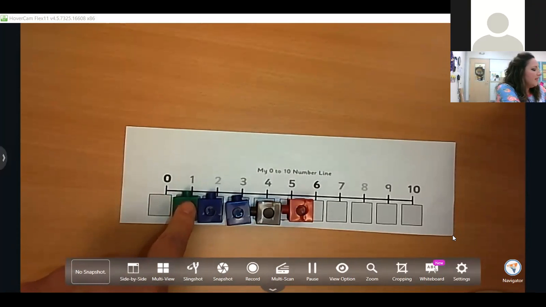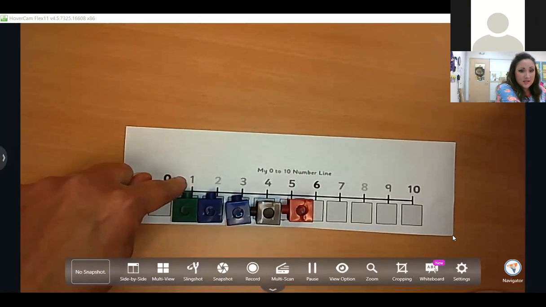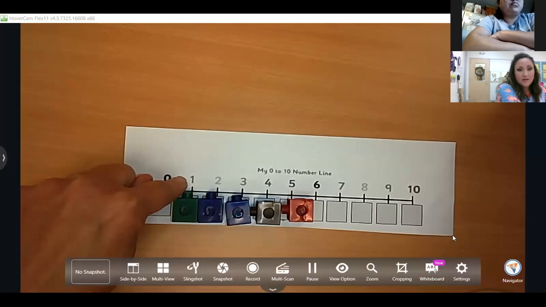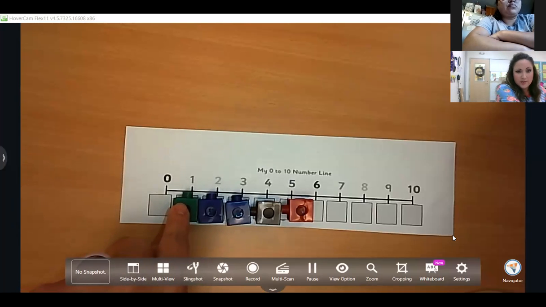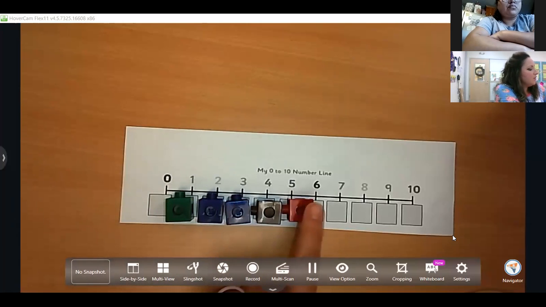Also with the number line, they are visually seeing this number, saying the number, and touching the object to represent the number. So 1, 2, 3, 4, 5.